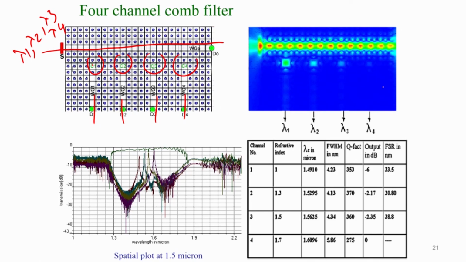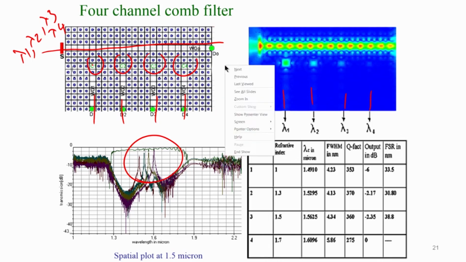And here is a simulation of that. Much of the light is going straight, whereas a small fraction of the light is tapped at each of the output ports. This picture shows the peaks which are resonant. So, we observe that they are quite uniformly placed, and the chart shows the channels, their refractive index, their operating wavelengths and other features. So, this is an example of photonic bandgap structures as a comb filter.